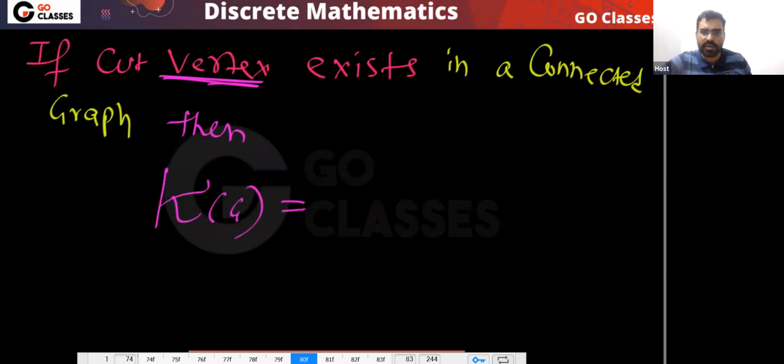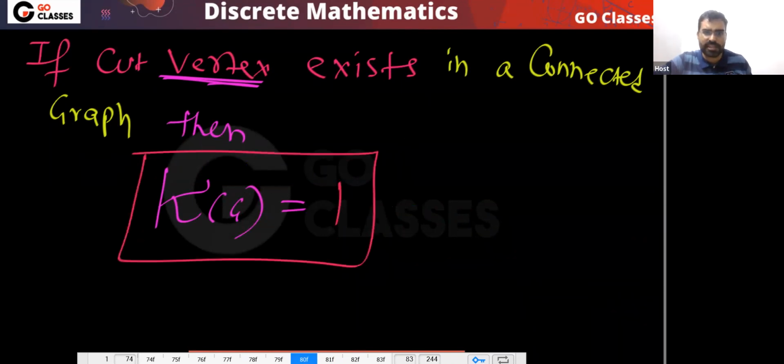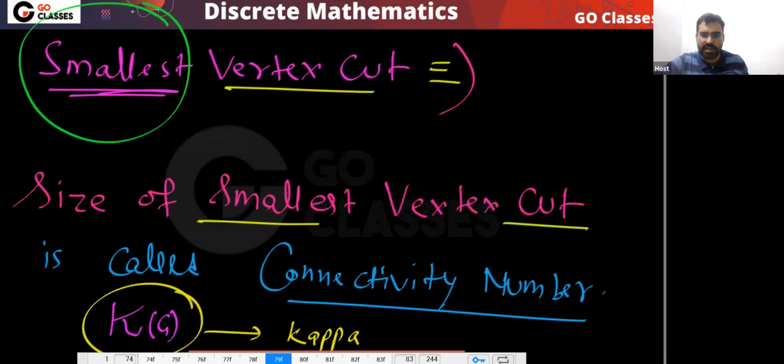Tell me. If a cut vertex exists, then the kappa size will be 1. Okay, very simple. So this is the idea.